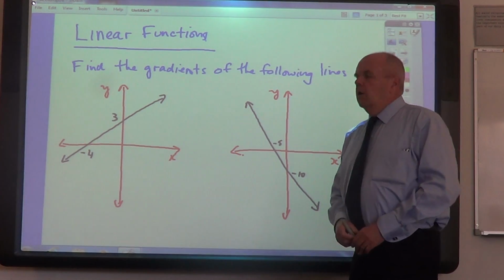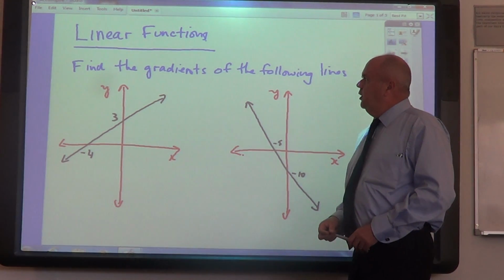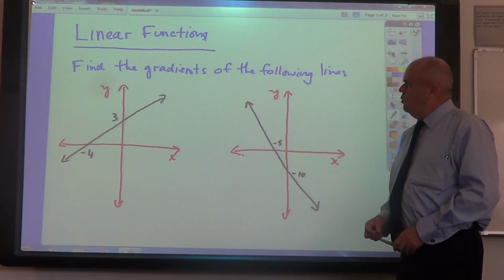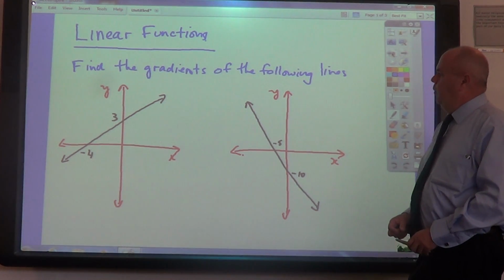Okay, let's go. All right, guys, so a bit of review on linear functions. First couple of examples are quite straightforward. Find the gradients of the following lines.